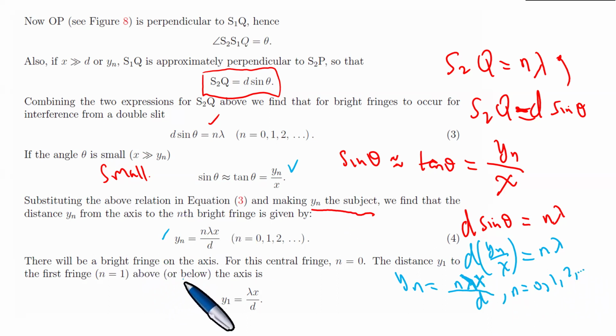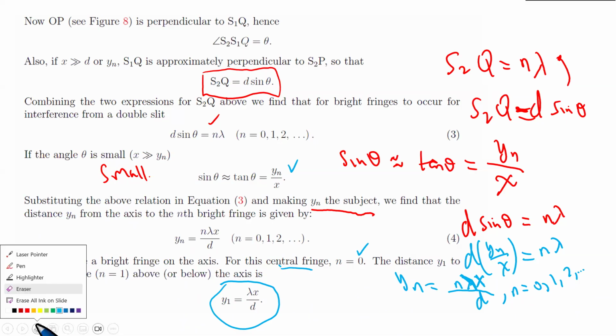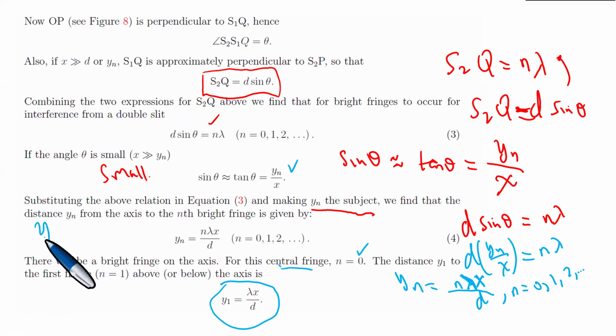There will be a bright fringe on the axis. For this central fringe, n is 0. The distance y1 to the first fringe, right above or below the axis, is lambda x divided by d. So the first fringe occurs when we have y1 equals lambda x divided by d.